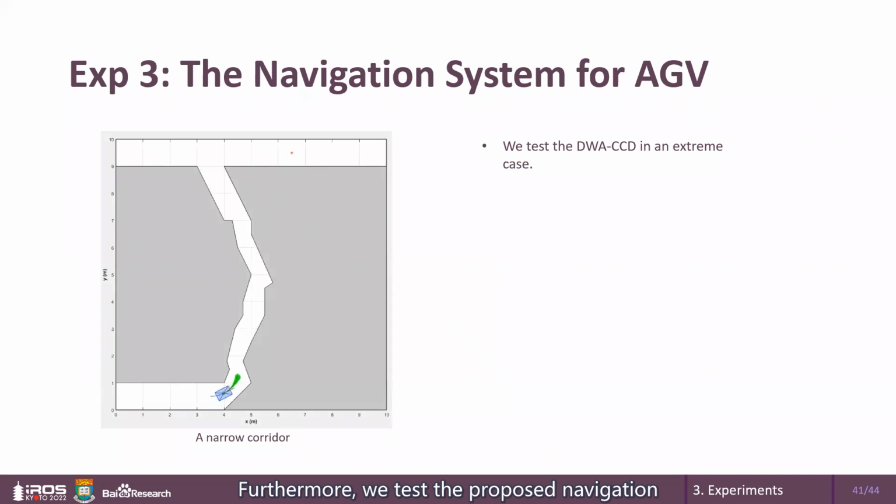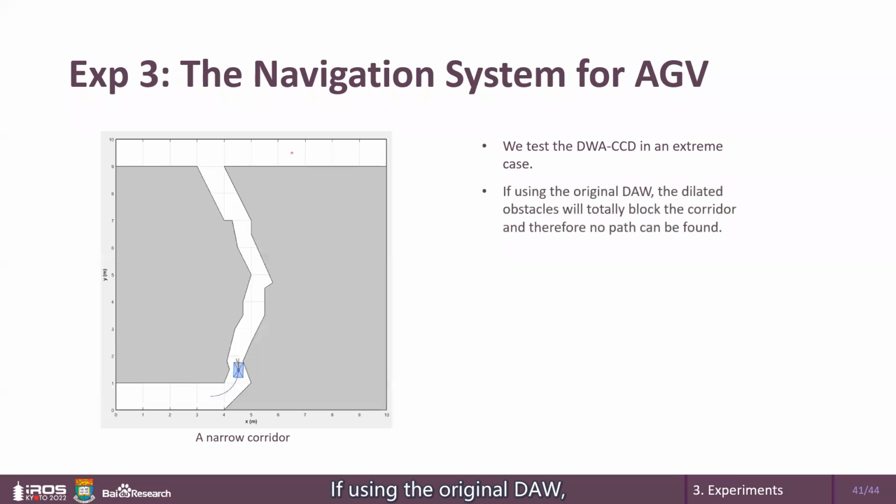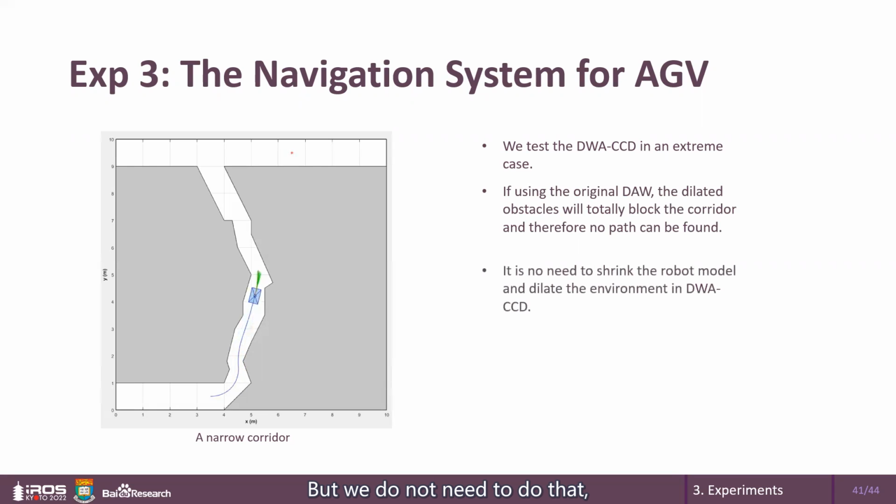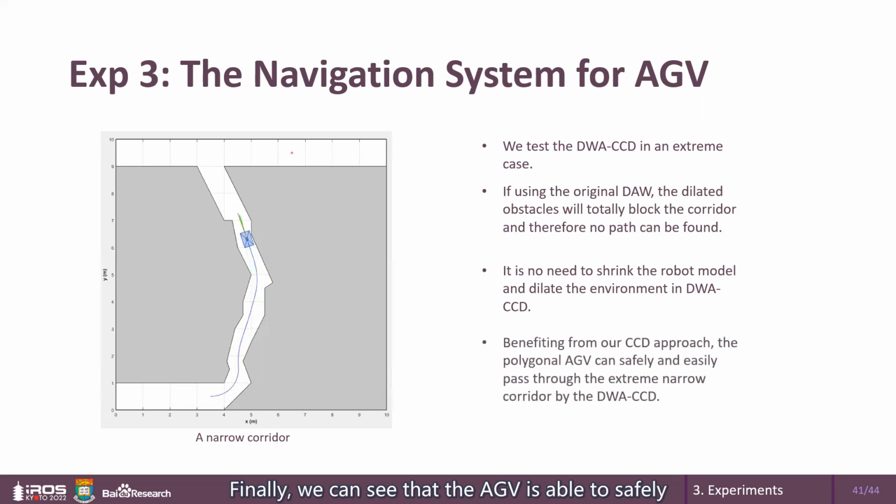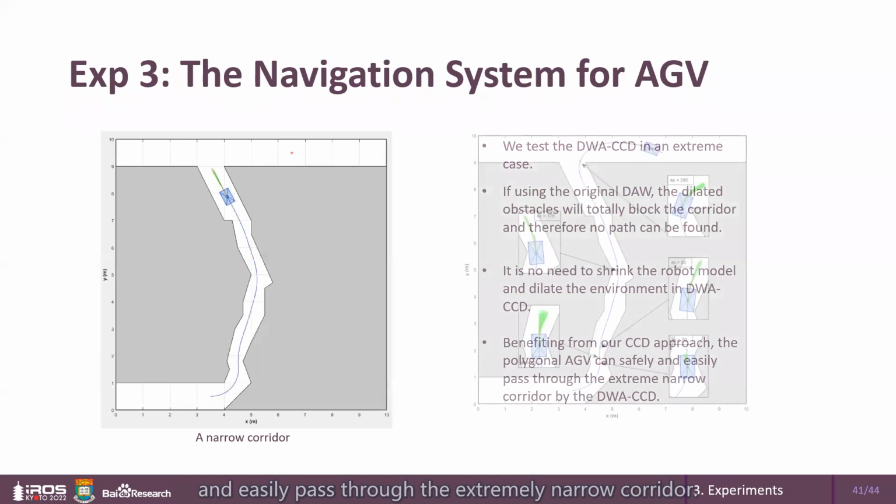Furthermore, we test the proposed navigation pipeline in an extreme scenario that is a narrow corridor. If using the original DWA, the dilated obstacle will totally block the corridor and no paths could be found. But we do not need to do that since our method describes the robot as a 4-dimensional object. Finally, we can see that the AGV is able to safely and easily pass through the extremely narrow corridor.